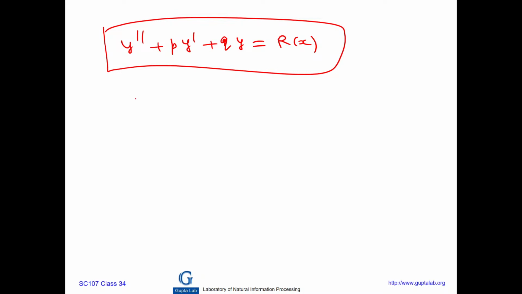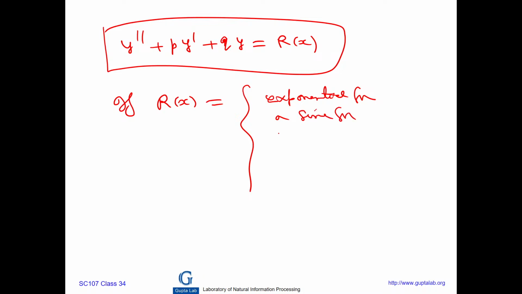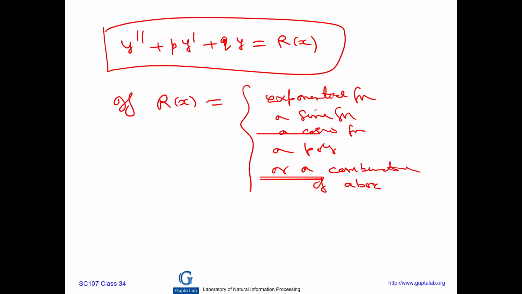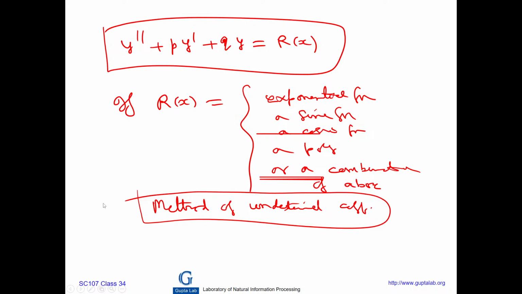So if the right hand side function R(x) is an exponential function, a sine function, a cosine function, a polynomial, and a combination of the above. एक्सपोनेंशियल फंक्शन है, साइन फंक्शन है, कोसाइन फंक्शन है और इन सब का कॉम्बिनेशन, और पॉलिनोमियल है और इन सब का कॉम्बिनेशन है। Then we use a method known as the method of undetermined coefficients. So we are going to use that to find the particular solution.